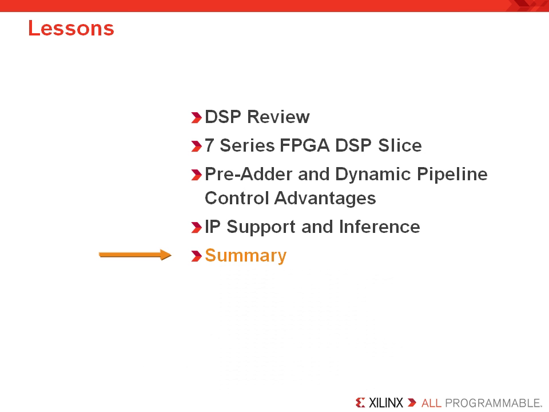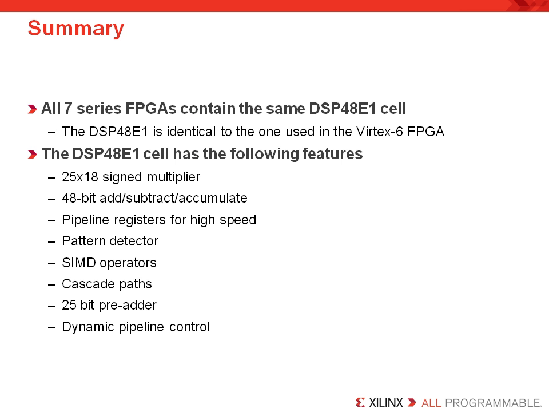So let's wrap up this recording with a very brief summary. In summary, we've seen some more of the details of the DSP48E1 slice, and we see that it's identical to the Virtex-6 FPGA's DSP slice. And we've seen the features including the 25 by 18 signed multiplier. It has a 48-bit adder, subtractor, and programmable accumulator. It has dedicated pipeline registers to improve the system speed, a pattern detector, the use of SIMD operators, cascade paths to propagate larger arithmetic functions, a 25-bit preadder, as well as dynamic pipeline control elements.